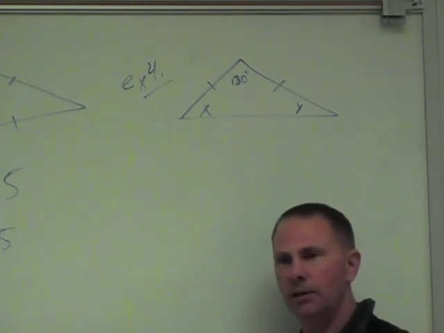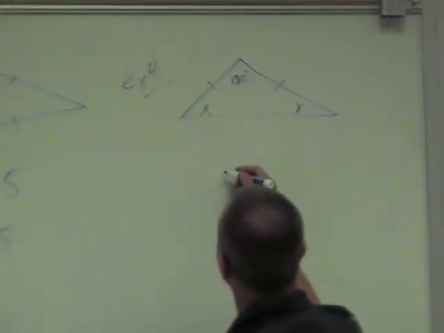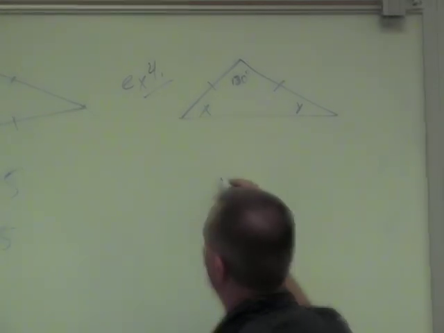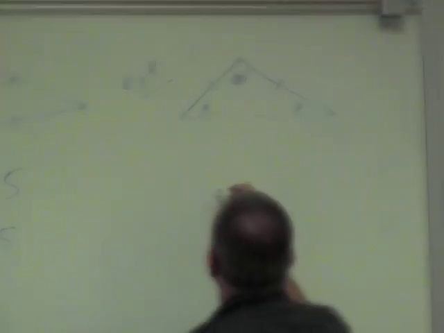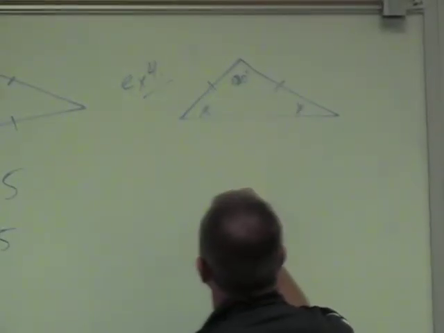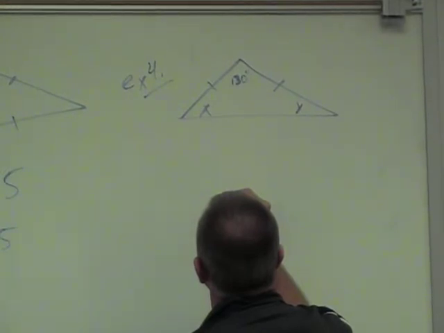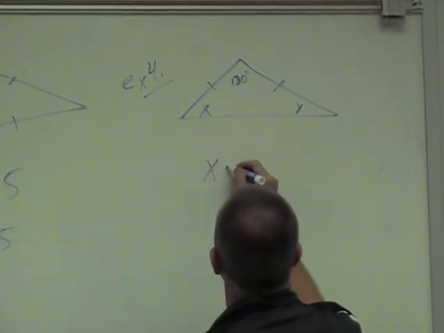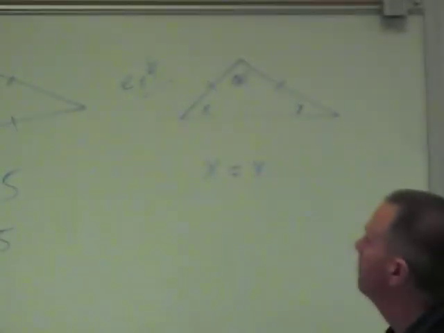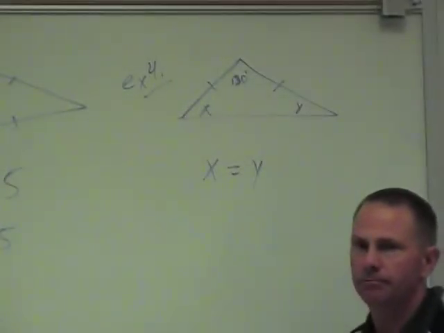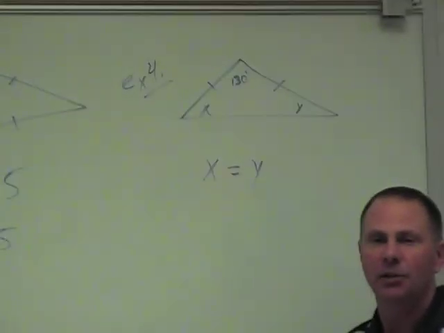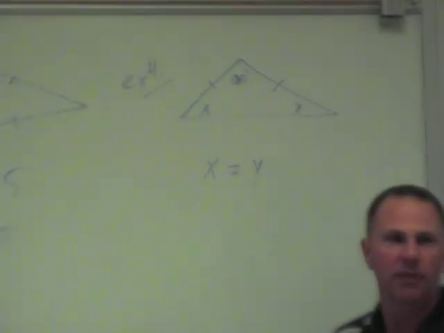25 degrees. How do you know that? Because of the base angles theorem. What does that teach you? That if two sides of the triangle are congruent, then the angles opposite are congruent. So x equals y. Good. That's true. How do you know they're both 25?